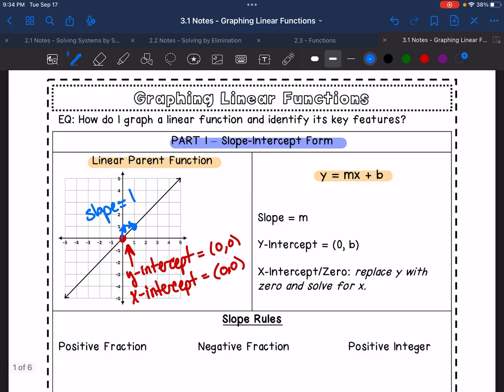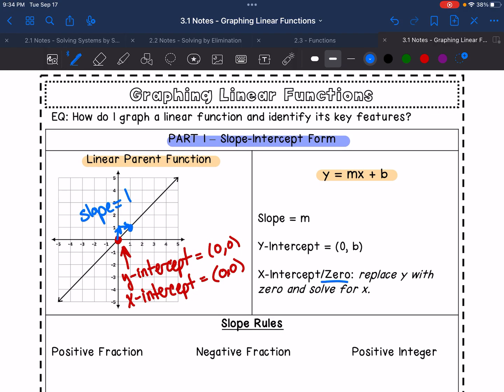And then to figure out our x-intercept, which is also called a zero, we replace the y with a 0, and then we solve for x. We get x by itself. And then that tells us what our x-intercept is. Okay, so whatever number we find from that goes first since it's an x value, and then comma 0 since we replaced our y with a 0.